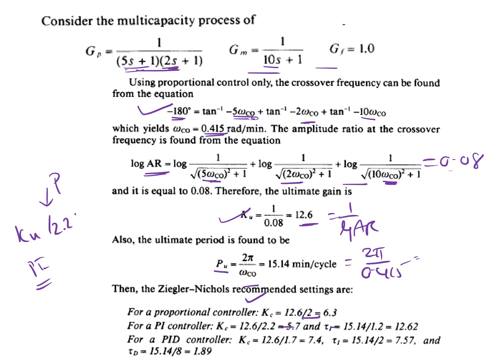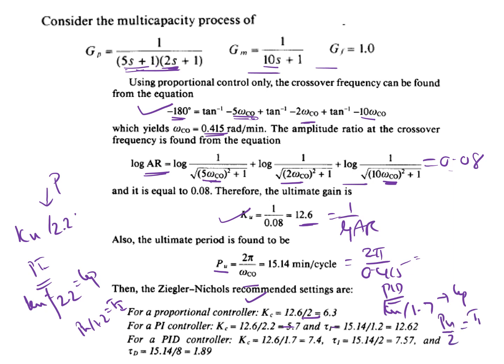And for PI controller, it is Ku by 2.2 is Kp, and integral time is Pu by 1.2. Remember, this is integral time only, but in the MATLAB, you have to convert to a gain, you have to take the inverse. And for PID, it is easier to remember. So ultimate gain by 1.7 is your Kp, and Pu by 2 is your integral time, and Pu by 8 is your derivative time. So now we know all the values, and straight away implement these values in the controller block, and you can run the response. Definitely your response will be a controlled response. Okay, so this is how you have to tune.